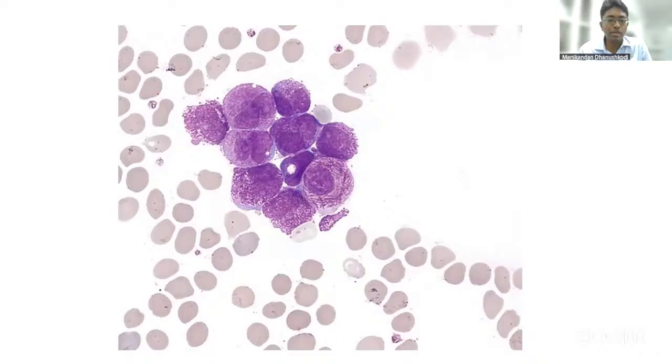If a peripheral smear or bone marrow shows these extensive granules and there are something called Auer rods, if they are seen, this is a pathognomonic diagnosis of acute promyelocytic leukemia. And these patients, you might lose them within a few hours. So at the earliest, you have to start them with hydration and start them on arsenic trioxide or all-trans retinoic acid.